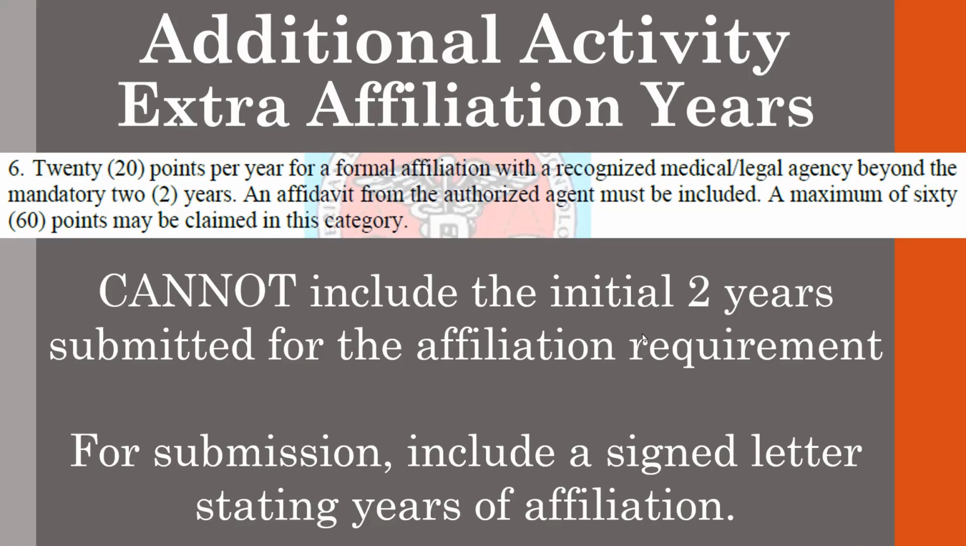Remember that there is a mandatory 2 years as part of the general requirement, or as part of the main requirements. But let's say you're affiliated for 4 years, then you can earn an additional 40 points because it's 20 points per year for those extra 2 years of affiliation. Your submission of proof is going to be a signed letter similar to what is submitted for the affiliation requirement. Again, state the years of affiliation, and make sure it's signed by the appropriate person.